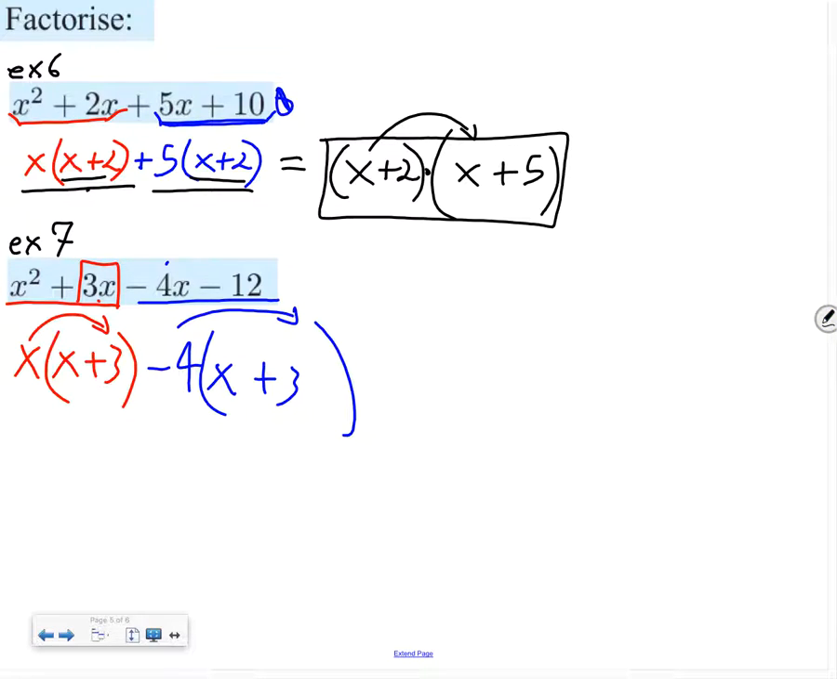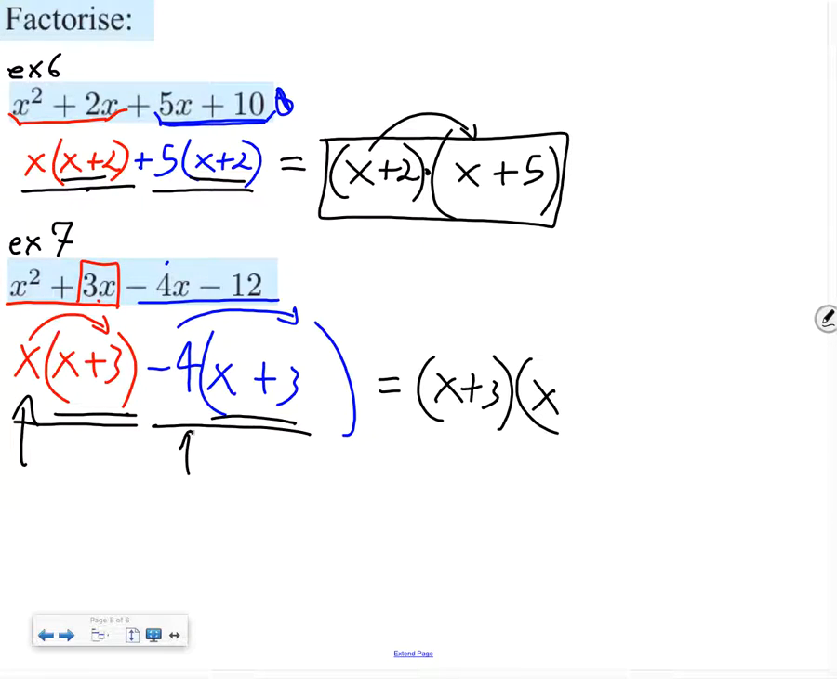Again, I recognize that this is the same factor as that, so I'm going to factor that out. So I get an x plus 3, and then I say x plus 3 times what is going to give me that term? Well, I need an x. And then for my next one, x plus 3 times what is going to give me that? Well, I need a negative 4.